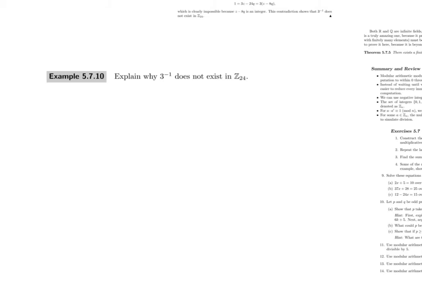Okay, so to begin wrapping things up, I don't want you to go around saying that every non-zero element of Z mod any n is going to have a multiplicative inverse, because that's just not true. There's certain criteria for that to happen. I want you to be able to identify and figure out whether or not there is a multiplicative inverse. So this example is asking you to explain why 3 inverse does not exist in Z mod 24. So think about that for a moment. See if you can come up with an explanation, and then we'll go over it together.